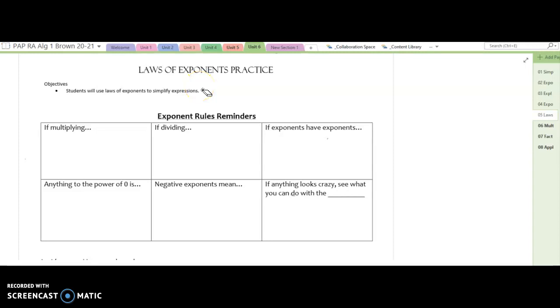Everyone, Miss Brown here. We are going to talk about laws of exponents. We're going to do some practice. We're going to take what we have already talked about, the rules, and do some practice.